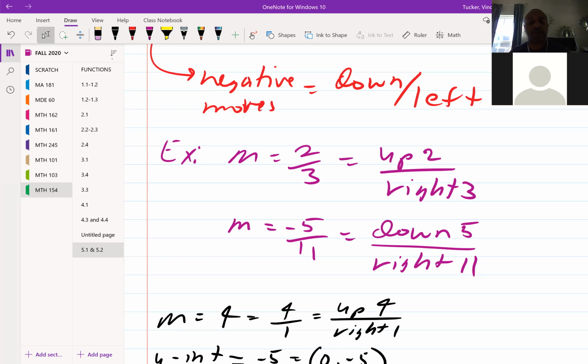I did not give that negative to the top and bottom. That is not a negative over negative. Negative over negative would be positive. So that negative has to be given to one or the other, the top or the bottom. I always suggest just go ahead and give it to the top. And like I said, that would be a negative 5 over a positive 11, which tells me to go down 5 and then right 11.